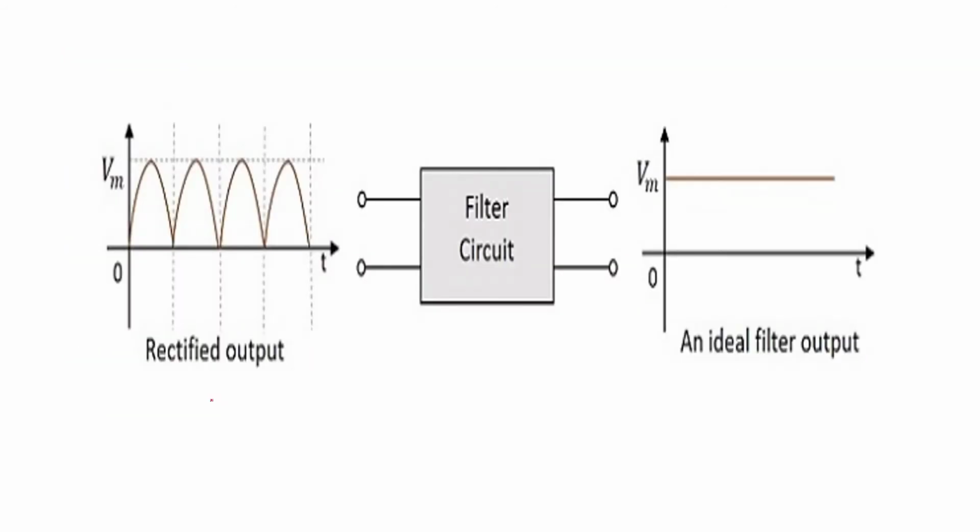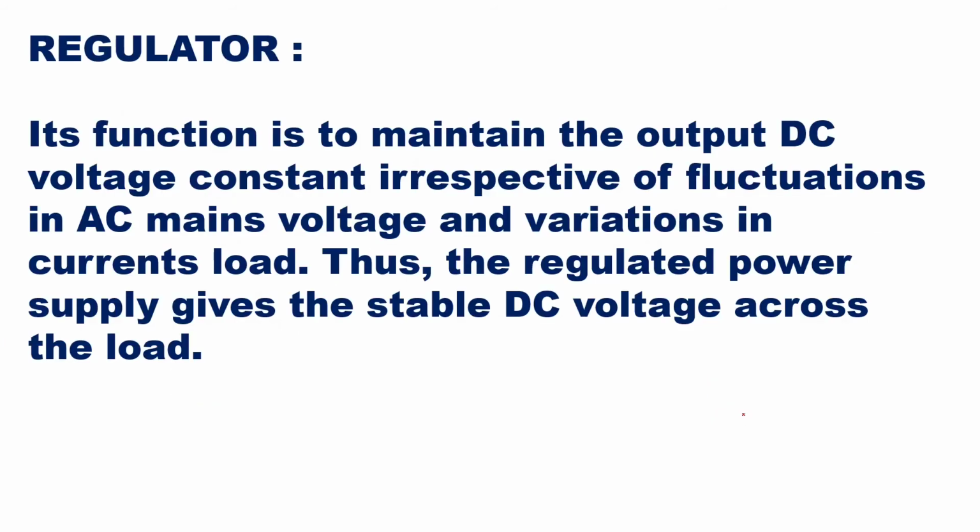Here you can see the circuit or block of the filter, in which the input is shown as a pulsating DC. This is the rectifier output, which is nothing but pulsating DC. Now that pulsating DC will go through the filter circuit and it will be converted into a pure DC. Then we will see what a regulator is.